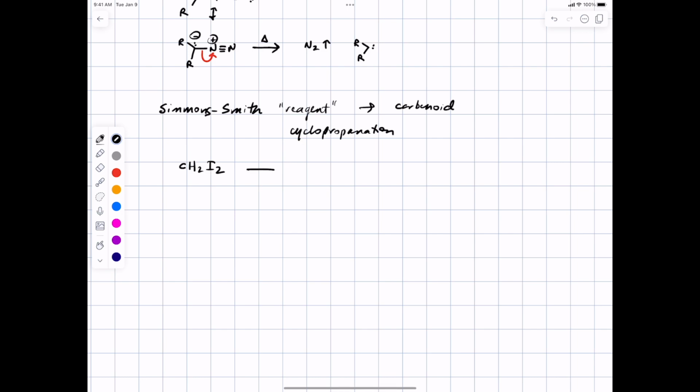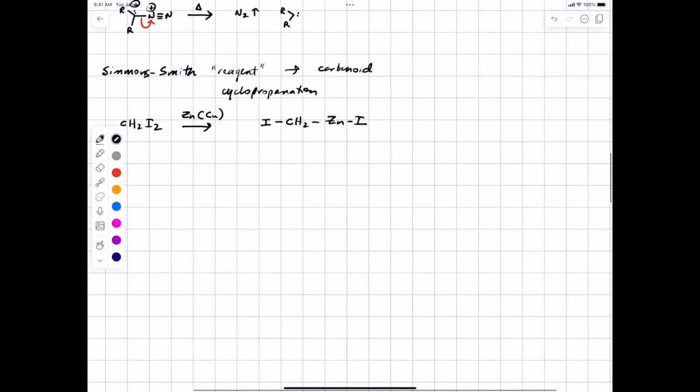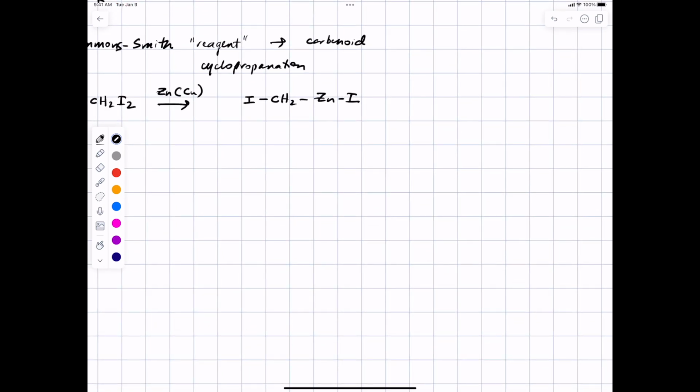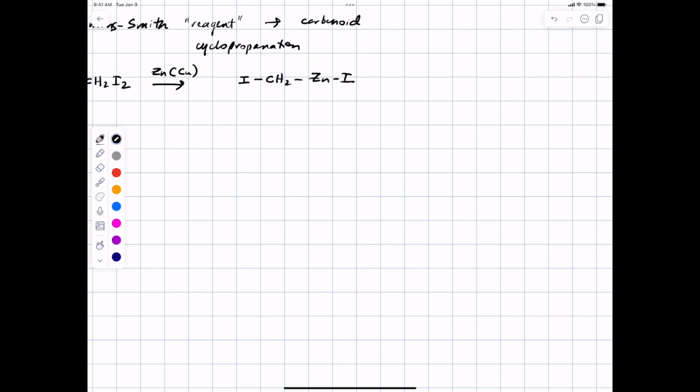diiodomethane and you use a combination of zinc and copper, and the zinc inserts between the carbon and the iodide bond, so you end up with a species which kind of reacts like a carbene because you have a leaving group here, and then here you have a pair of electrons. It's in a carbon metal bond, but this actually looks not that different from like a Grignard reagent, right?